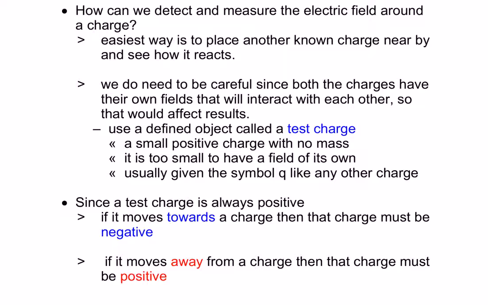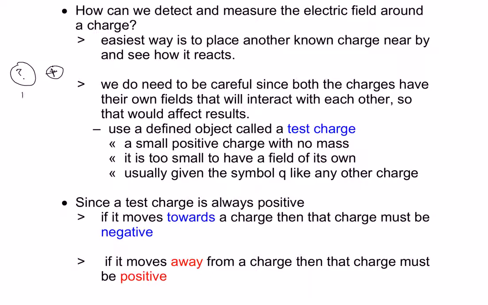Okay, so next is how do we detect if there's an electric field and how strong it would be and whether it's positive or negative, all those kind of things. And the easiest way to do it would be to have some other known charge nearby. So if we had a charge that we didn't know, but if we put a positive charge near it, we should be able to figure out what the original one is, right?